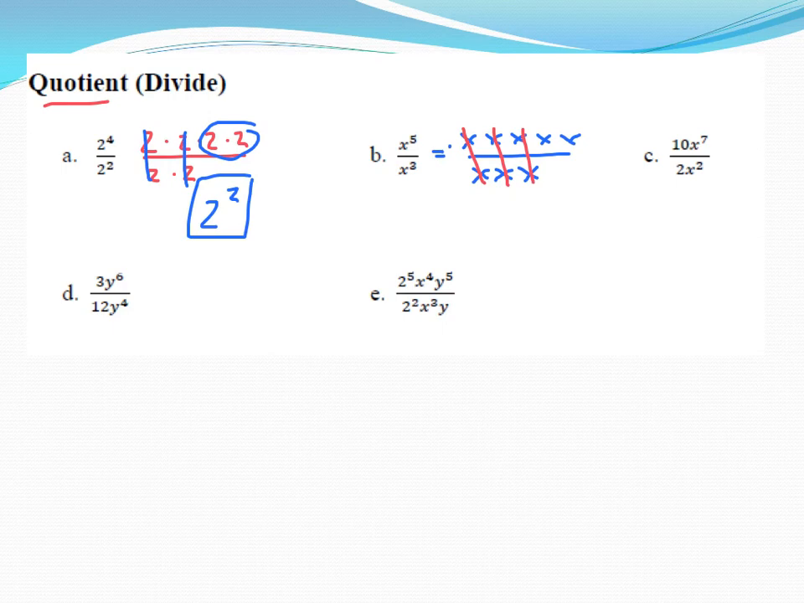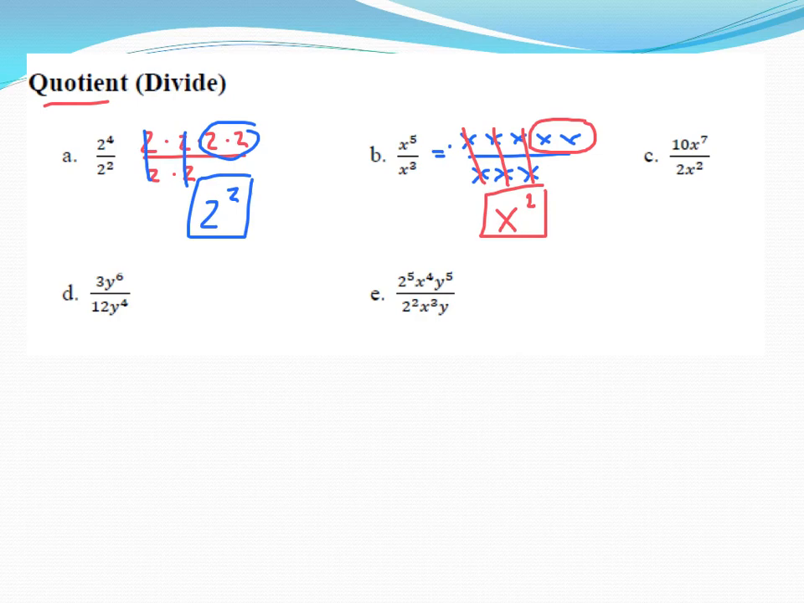So I have an x on top that's going to cancel out with an x on the bottom. Notice that happens 3 times. How many x's am I left with? x times x. So what does that give me? That means my base is going to be x, my power is going to be 2. So a little different here with quotients.